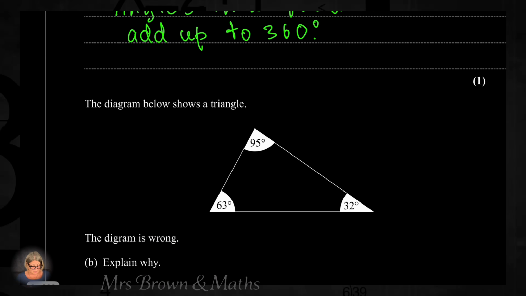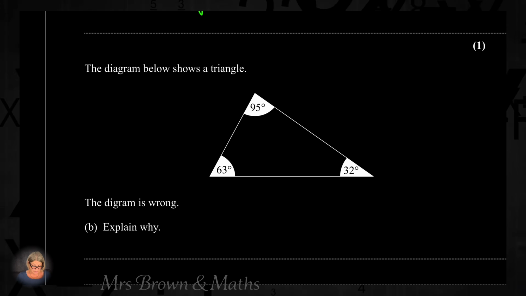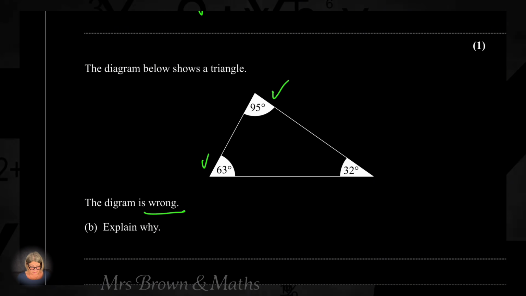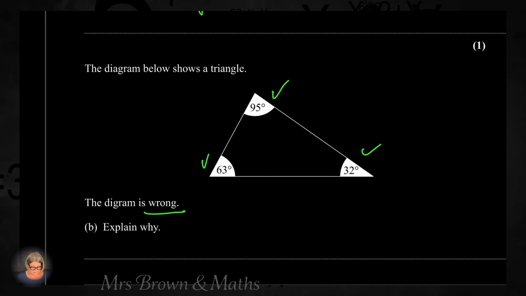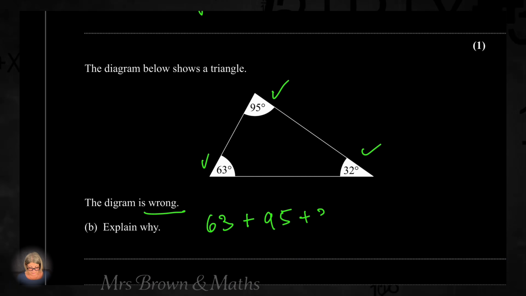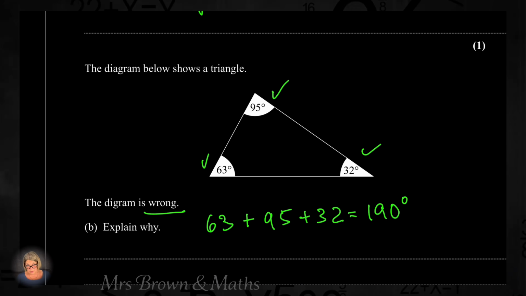Right, next question. The diagram below shows a triangle. The diagram is wrong. The key word is wrong. Explain why. So what do we know about triangles? Angles in a triangle add up to 180. Let's add together these angles. Again, use your calculator. 63 plus 95 plus 32. It will be 190 degrees. So it's obviously wrong. Explain why.